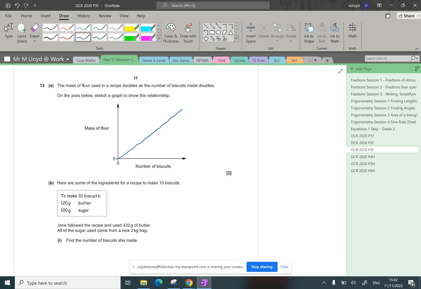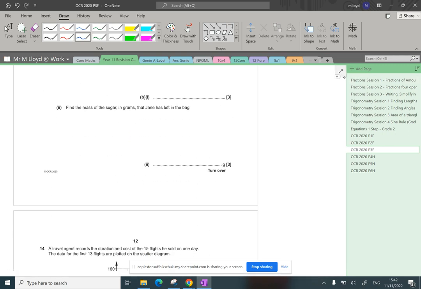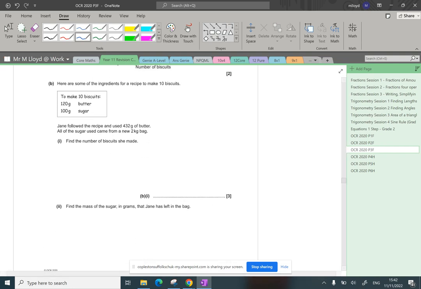Here are some ingredients for a recipe to make 10 biscuits. Let me scroll up a bit. Jane followed the recipe and used 432 grams of butter. All of the sugar used came from a new 2 kilogram bag. Find the number of biscuits that she made. Okay. I'm not sure about this 2 kilogram bag. I think that's pretty irrelevant.